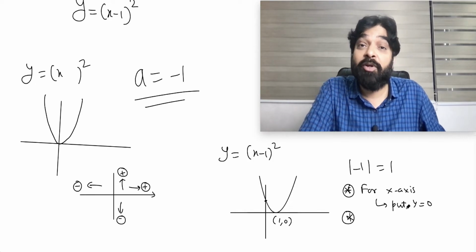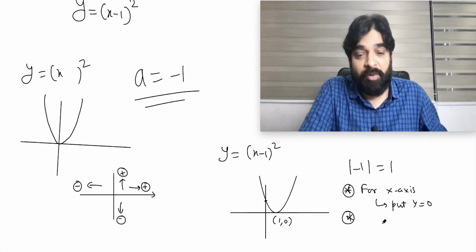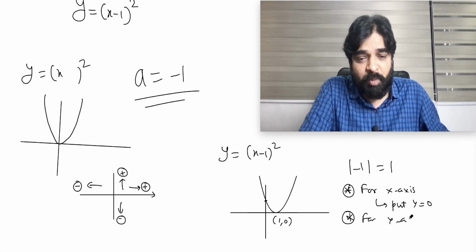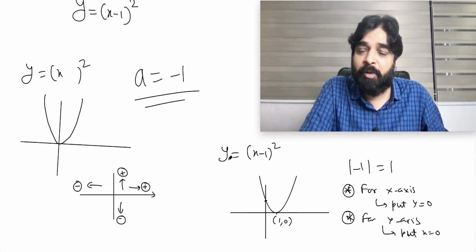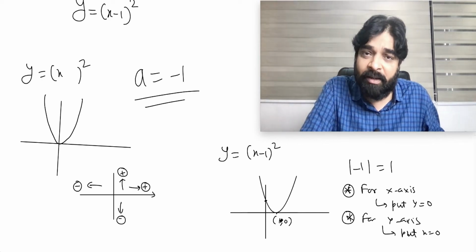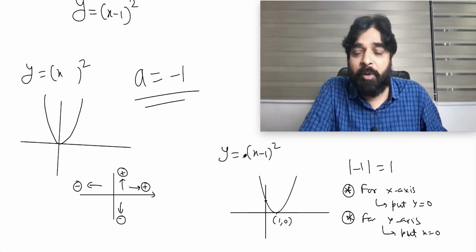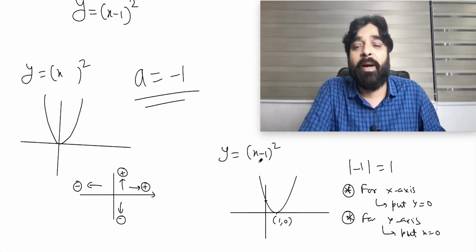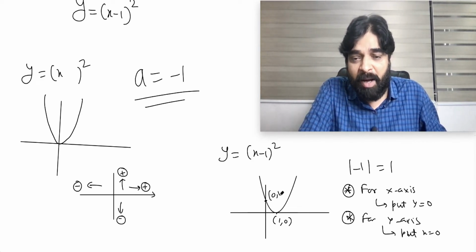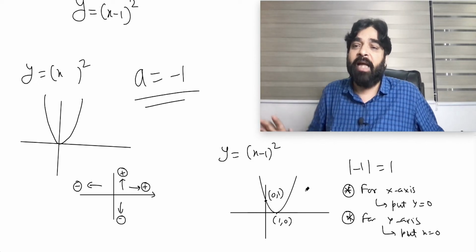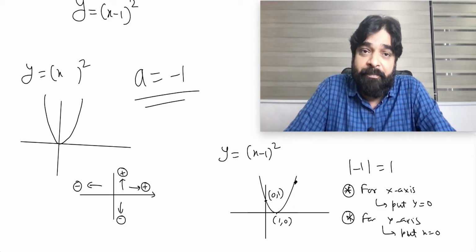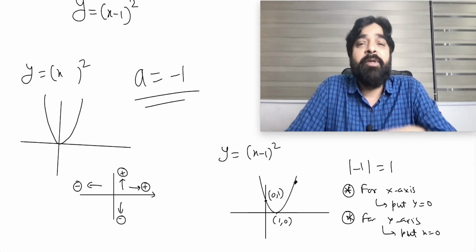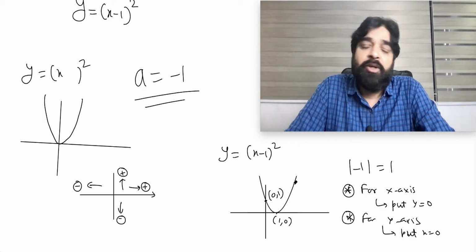The x-axis equation is y equal to 0. For a point on the y-axis, put x equal to 0. If you want to get this point, you put y equal to 0, then x equals 1. Now to get this point, I will put x equal to 0. So I will get y equal to (minus 1) whole square, which means 0, 1. Do you understand? Maybe some of you will find a little difficulty if you are doing it the first time. But believe me, after doing 5-10 questions, you will become a master.